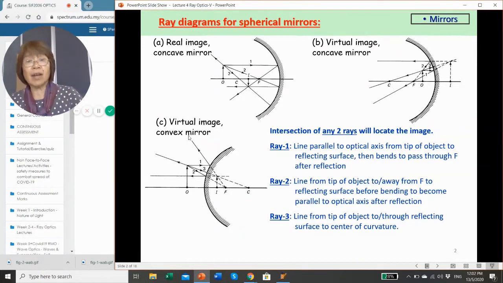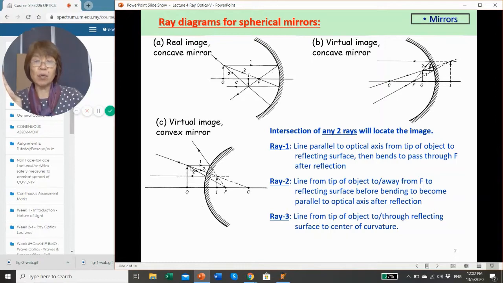Now, in the case of a convex mirror, the image formed is always virtual. No matter where you put the object, it does not matter, but what we need to define is still the focal point and the center of curvature. The mirror is curved this way, so we have the center of curvature over here. The first ray is this one that comes parallel to the optic axis, and it will arrive at the mirror and get reflected. When it gets reflected, it is in a direction that's aligned to the focal point.